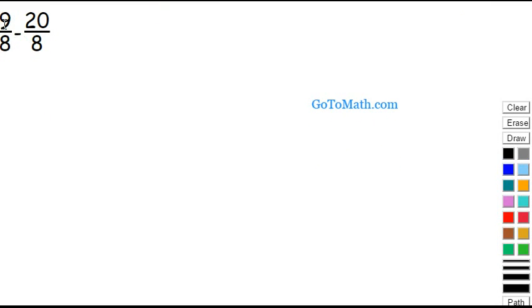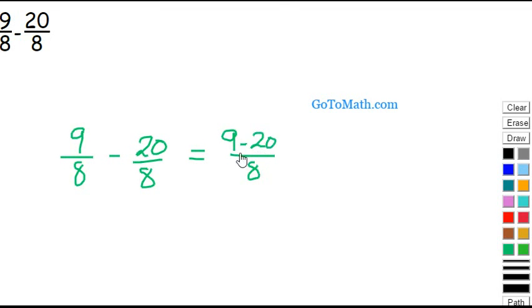Okay. So we've got 9 over 8. Let's go ahead and write that down. What do we want to use this time? Green? Why not? 9 over 8 minus 20 over 8. Since the denominators are both the same, we just go ahead and rewrite that, and then we do the subtraction, 9 minus 20, up here in the numerator. Right, so let's see, 9 minus 20 is what, 11? Negative 11? Is that right?